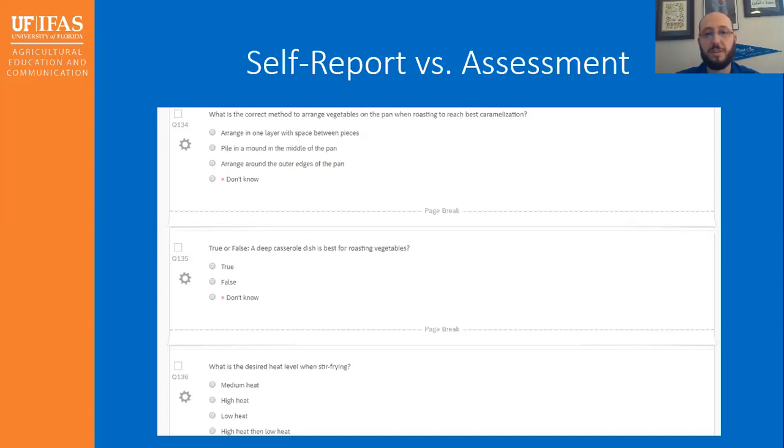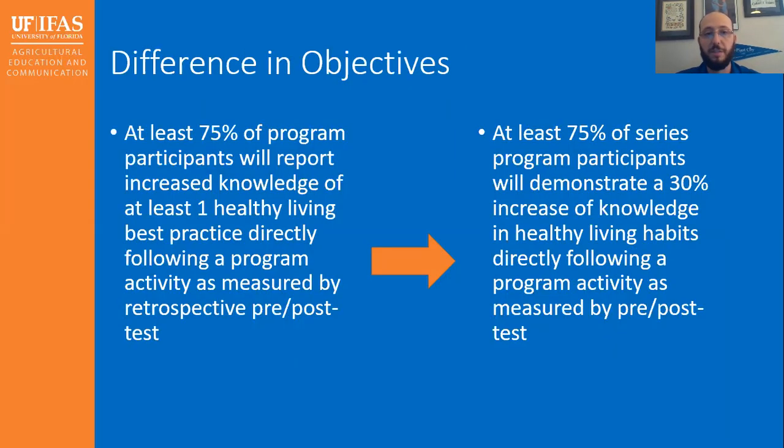These questions are from a program that I work with, Cook Smart, Eat Smart, and it's leveraged before and after the program, where folks are asked to identify, for example, this first one, what is the correct method to arrange vegetables on the pan when roasting to reach best caramelization? By doing this, you're actually able to understand if you have a true change in their knowledge because you're asking these types of questions and it's not a self-report. So the difference in objectives would be at least 75% of program participants will report increased knowledge of at least one healthy living practice directly following a program activity as measured by retrospective.